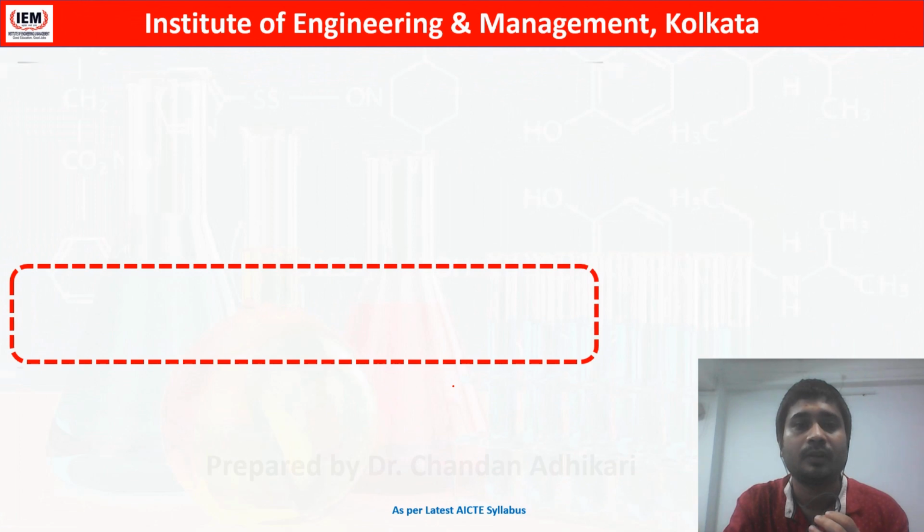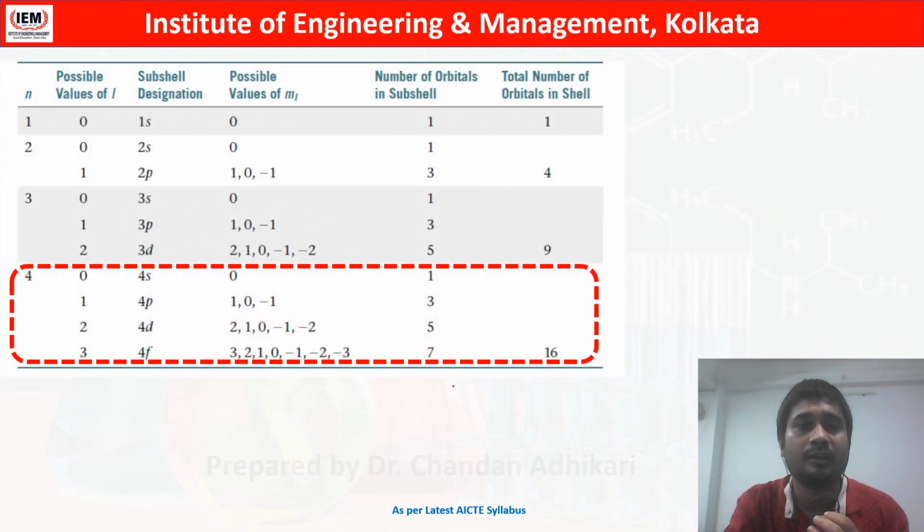So now, let us take one example and try to understand how many subshells and how many orbitals there will be. I am taking n equals 4. For n equals 4, how many l values will there be? 4 l values: 0, 1, 2, 3. For 0, the ml value will be 0. For 1, the ml values will be 3.